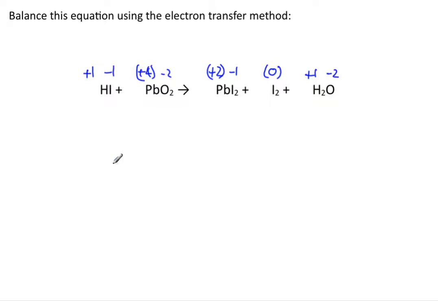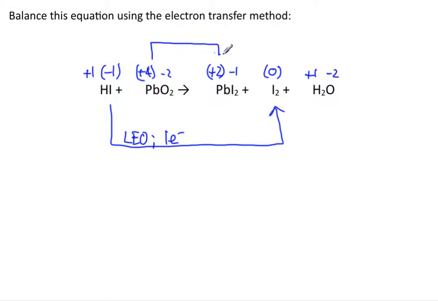So let's look at changes in oxidation state. Well, we do actually have a change for iodine, -1 to 0. And so the oxidation state is getting higher. That is a loss of electrons, or an oxidation, and 1 electron has been transferred. Lead, let's look at lead. So lead going from +4 to +2, and that is a gain of electrons. And we have gained 2. So there's our oxidation and our reduction.